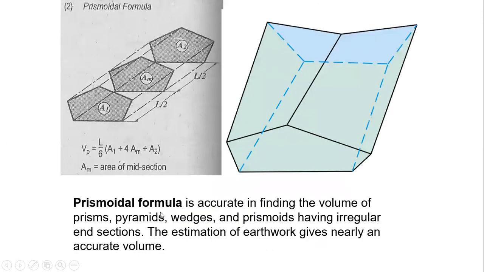The next formula that we can use is the prismoidal formula. This is accurate in finding the volumes of prisms, pyramids, wedges, and prismoids having irregular end sections. So the estimation of earthwork gives nearly an accurate volume. The formula is V sub P equals L over 6 times A sub 1 plus 4 A sub M plus A sub 2, where A sub M represents the area of the midsection.